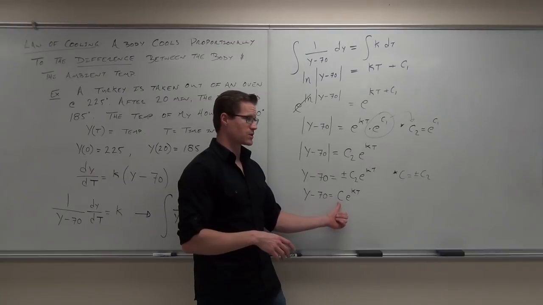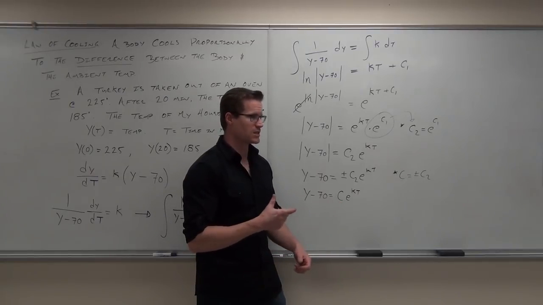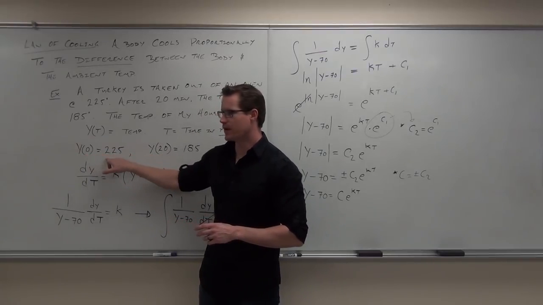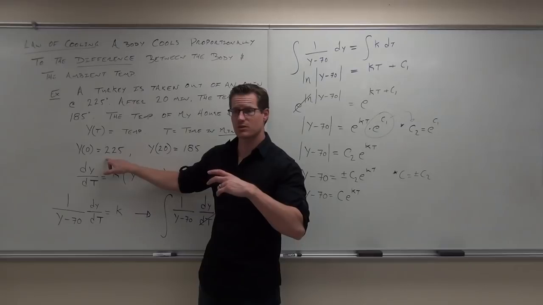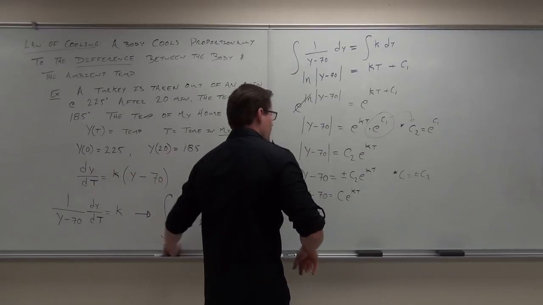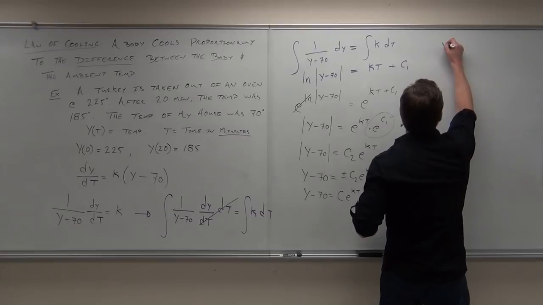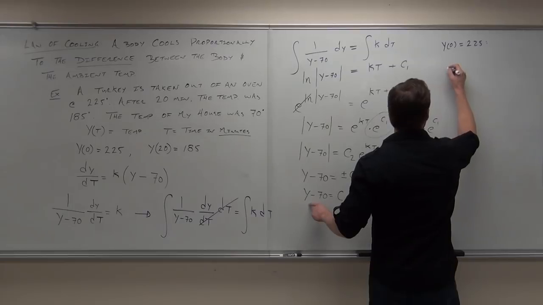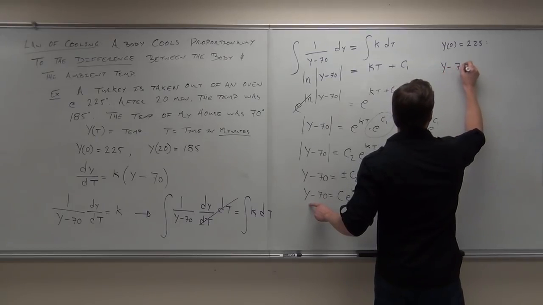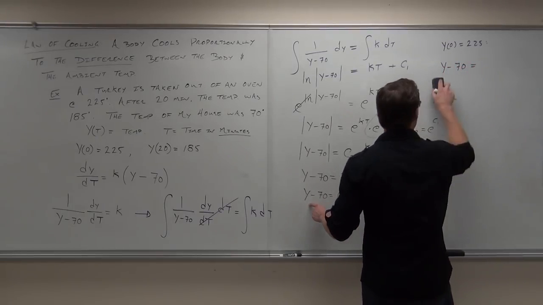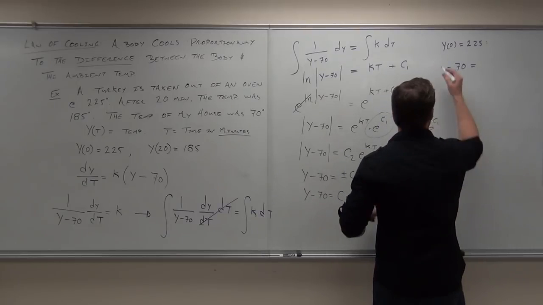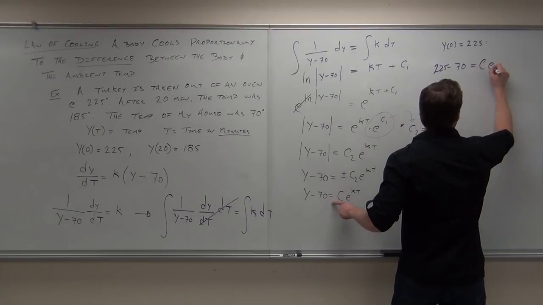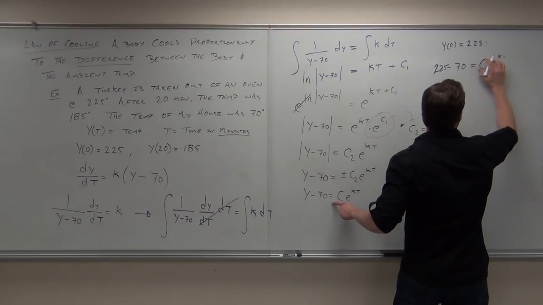Get rid of the C first. Find out what that arbitrary constant is with your initial value. That's why they call it an initial value, where you start at 0. So y of 0 equals 225. Tell me how to write that. If y of 0 equals 225, then y minus 70 changes to what? 225 minus 70. Yep. C e to the k times what, ladies and gentlemen? 0. Perfect.